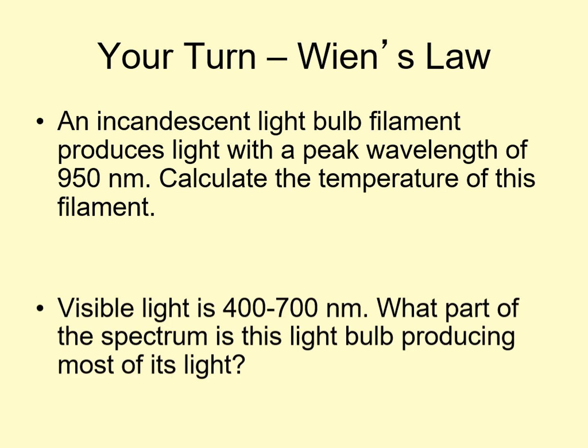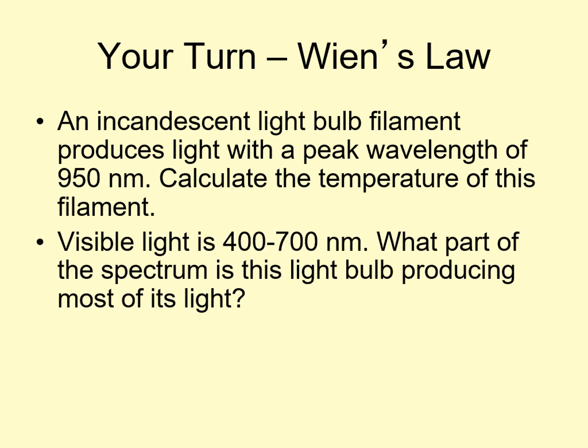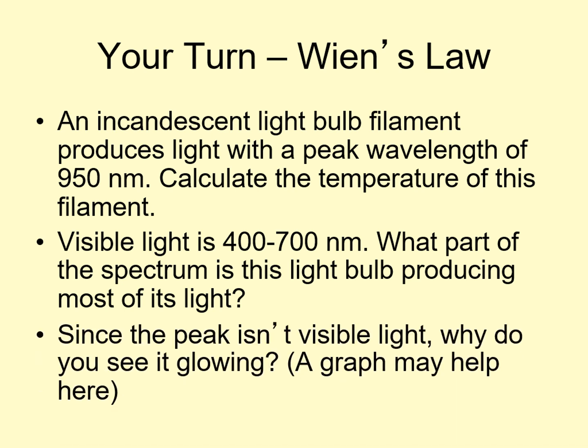When you're done with that, notice that peak wavelength is not in the visible part of the spectrum, the range from 400 to 700 nanometers. Can you tell what part of the spectrum it is in? Also, since the peak isn't visible, can you explain why we still see it glowing?